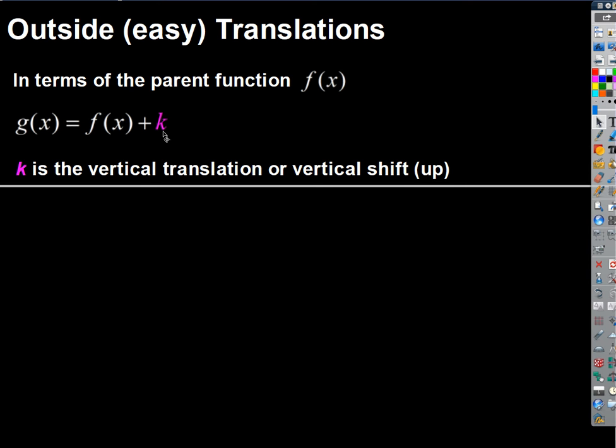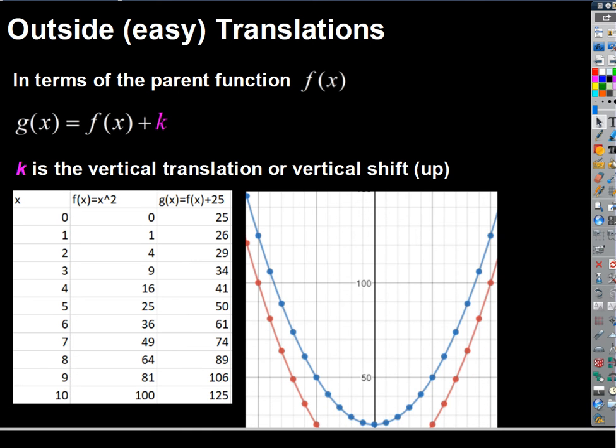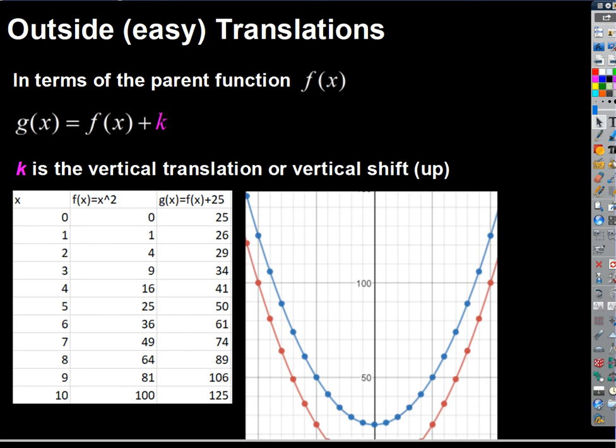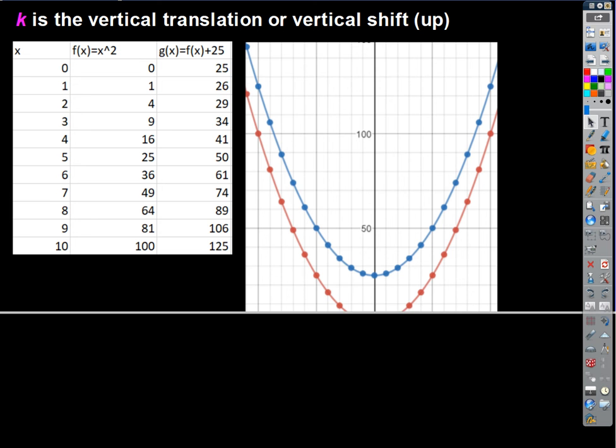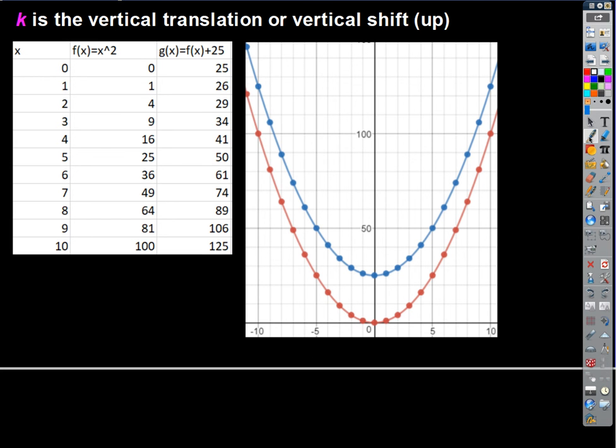Very simple. This is what we'd call an outside transformation. Outside transformations are easy. They're transformations you're doing to the output of the function, and they're very easy to manage, right? By adding something to the y value, you're literally picking it up in the y direction, okay? And we saw that on our table and our graph, right? The original output values all had 25 added to them, which literally just picked this thing up. It just moved each of these up.